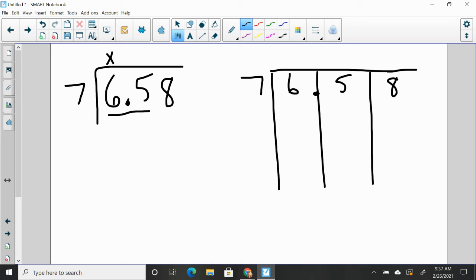So this is where our math facts come into play. I'm thinking of the number 63. Okay, I know that 63 is a multiple of 7, and that's pretty close to 65 without going over. So what is that magic number that I need? How many groups of 7 will go into 65? Thinking 63. I know 7 times what equals 63?